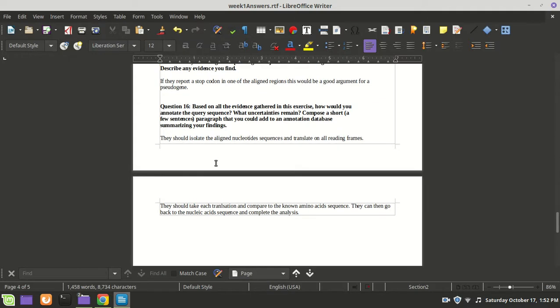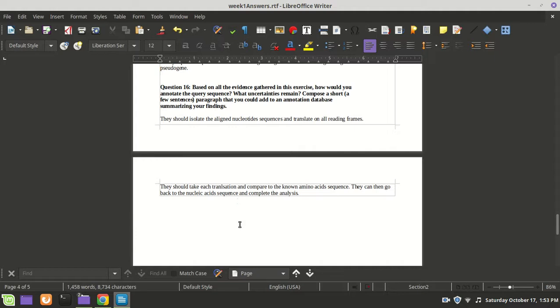Let's see, based on all evidence, how would you annotate the sequence? Ultimately what we will do is we will align the nucleotide sequences and translate it into all reading frames, and then they will take each translation and then go backwards. In other words, you need to go forward in transcription and translation, and then you compare it to things, and then you go backwards, and that's ultimately what we're trying to do here.